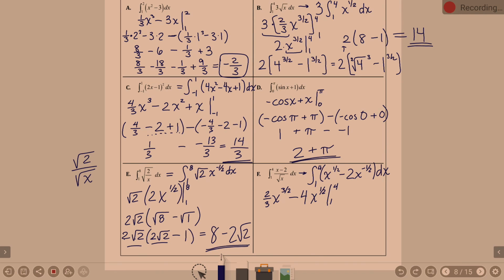And then it's just a matter of plugging it in. So plugging in 4 first. 2/3 times 4 to the 3/2 minus 4 times 4 to the 1/2. Minus, put this whole next part in parentheses, and it's 2/3 times 1 to the 3/2 minus 4 times 1 to the 1/2.